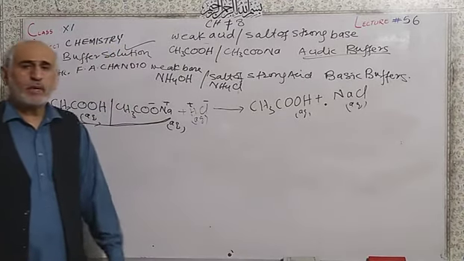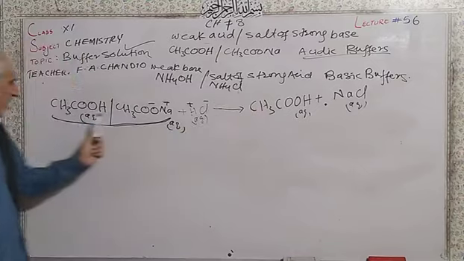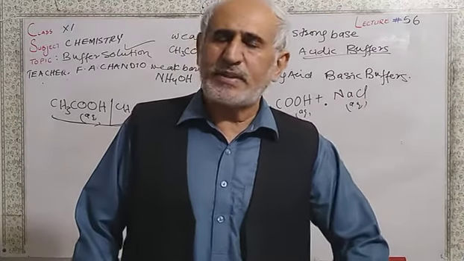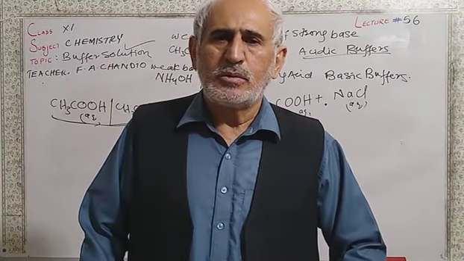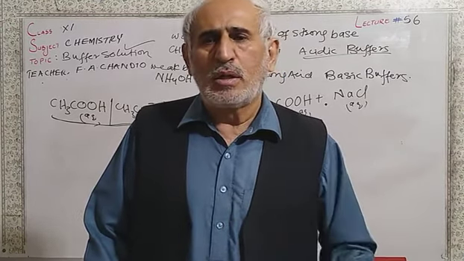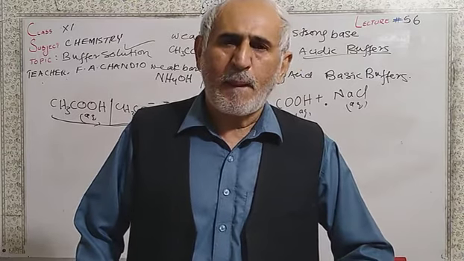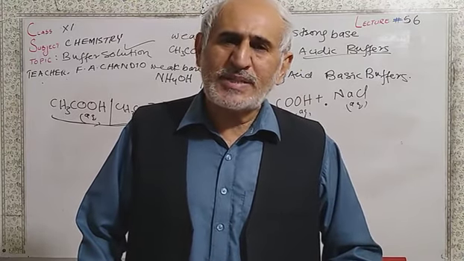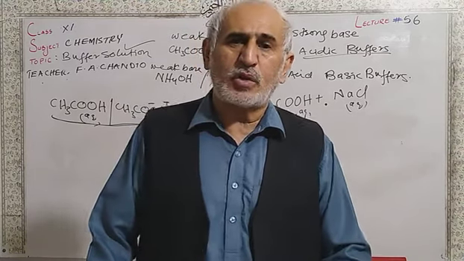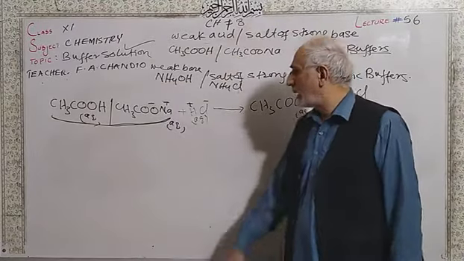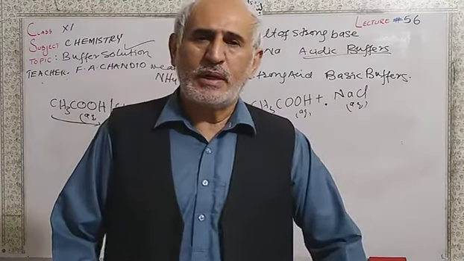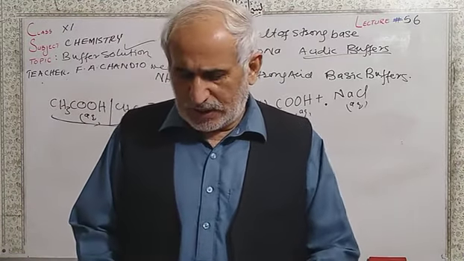This is the product. Students, acetic acid is already present in the solution, only the volume, the concentration, the moles of acetic acid will be increased in the buffer. Acetic acid may be 1 mole, 2 moles, 3 moles, 100 moles, 1000 moles, but the pH will be the same, because only the number of moles of acetic acid is going to be increased. So no effect on the pH. And sodium chloride is a neutral salt.